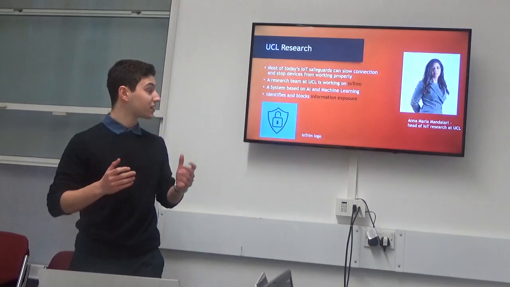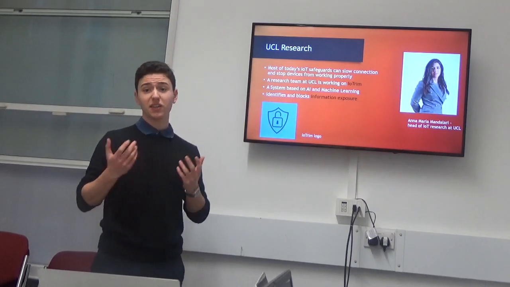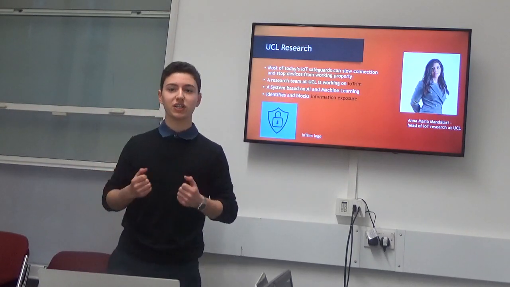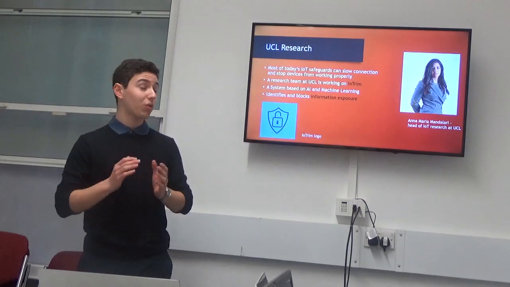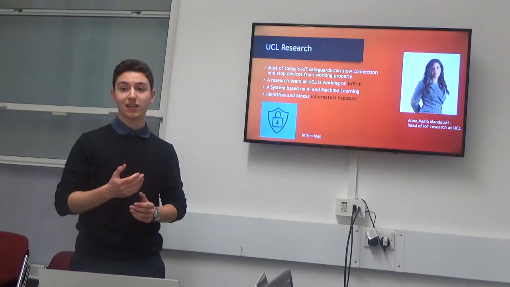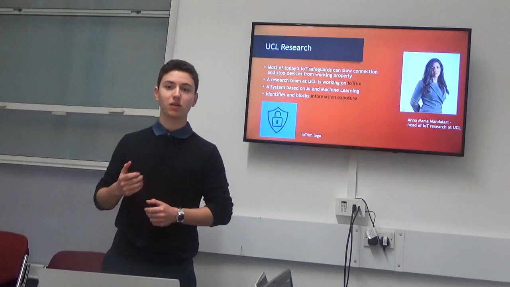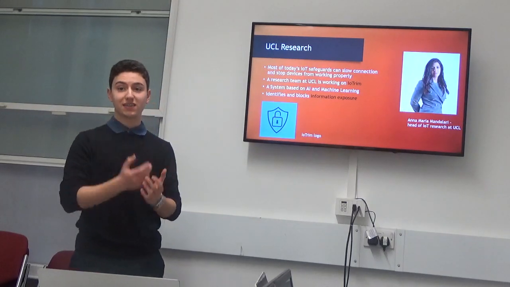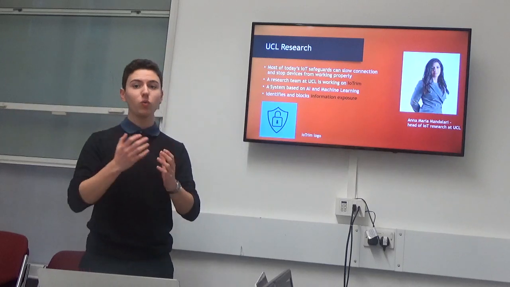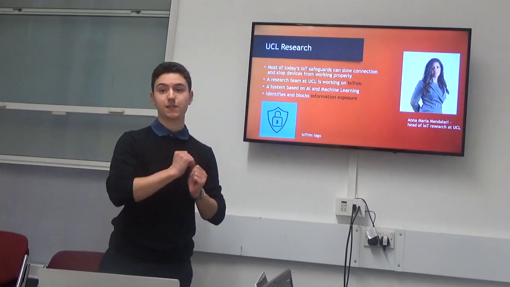So most of today's IoT safeguards are useless, they have no real effect, and in addition they can slow connection and stop devices from working properly. However, a research team at UCL is carrying out a project called IoTrim, a system based on machine learning and AI that automatically detects and blocks unwanted destinations for the data of a particular device.